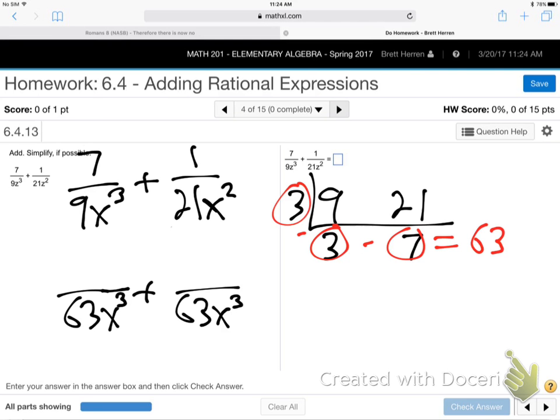Remember, we're changing them. We always take the higher power. So they're both x cubed now. Everybody seeing that? They're both going to become 63x to the third. Got to make them the same. You always take the higher power. You don't have to do anything special.